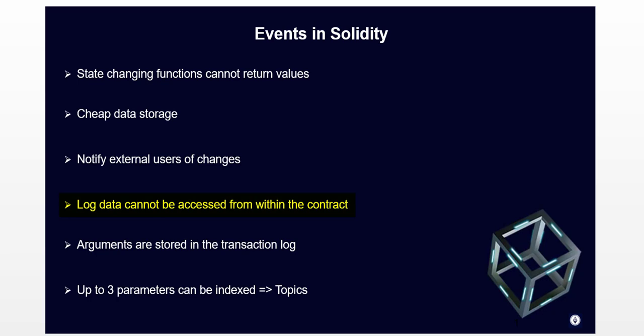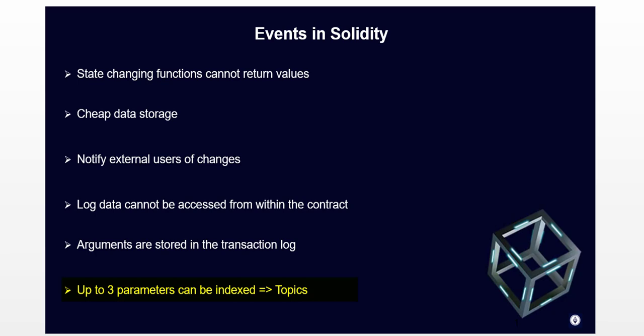When we declare an event in our smart contract, we can specify a list of arguments that should be stored in the transaction log. And up to 3 of those arguments can be labeled with the indexed keyword, which means those arguments are searchable. So this actually means a client application can later search for logs that contain, for example, a specific deposit address.